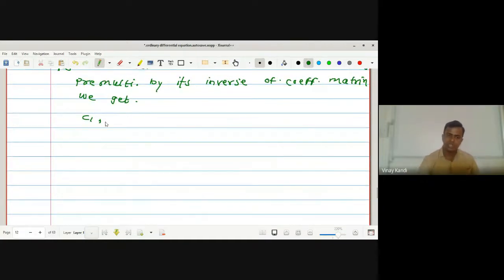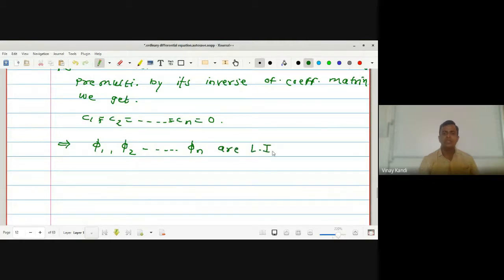So here we get C1 is equal to C2 is equal to up to Cn, which is equal to 0, which implies that phi 1, phi 2, up to phi n are linearly independent solutions. Okay, any doubt?